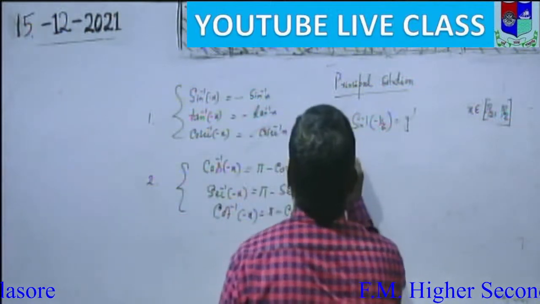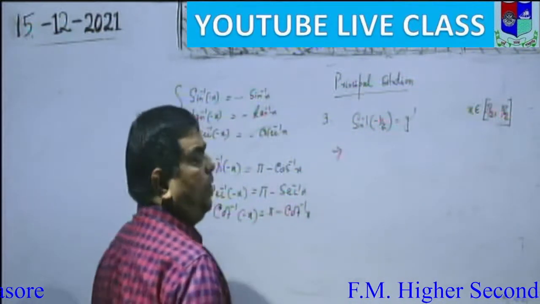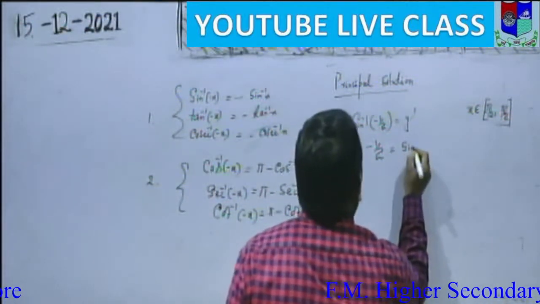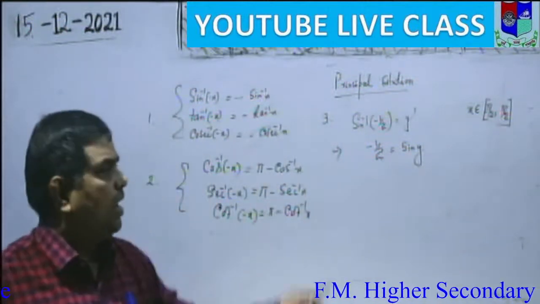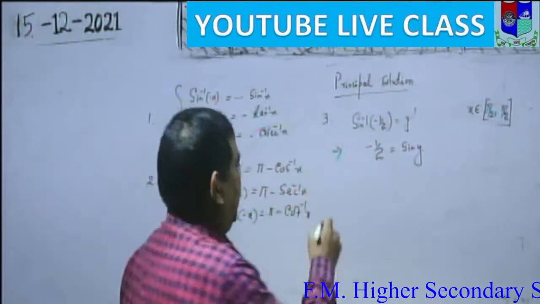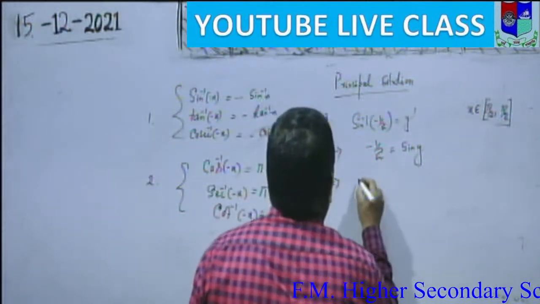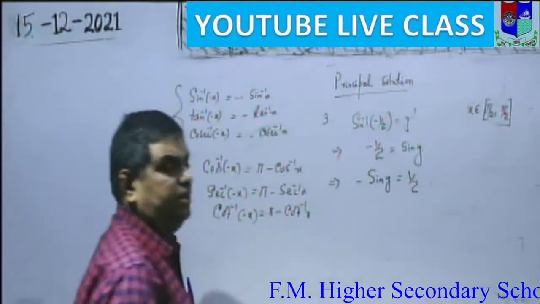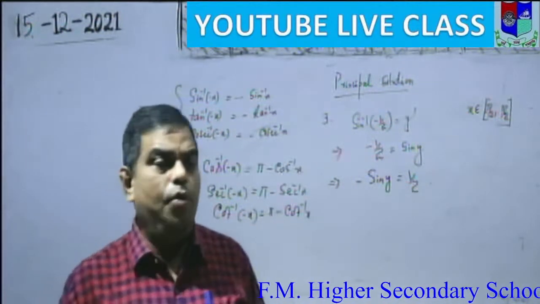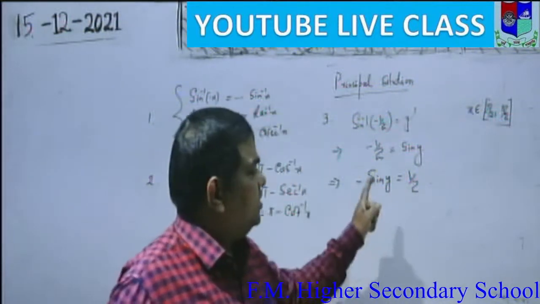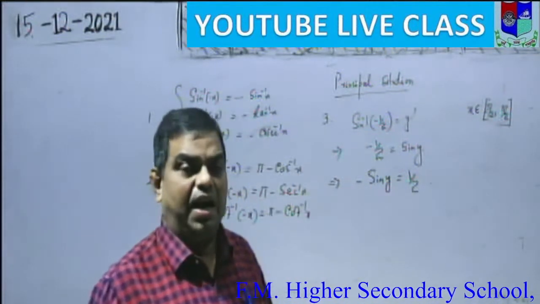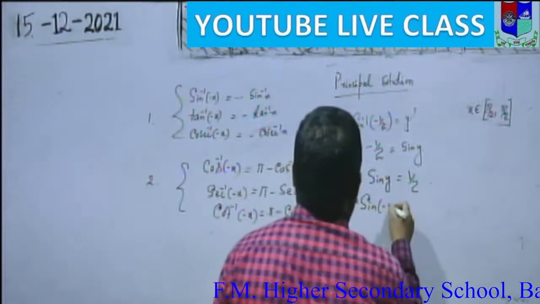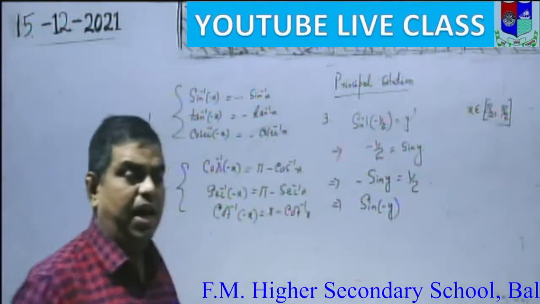Therefore, using the theory of inverse trigonometry, this is minus 1 by 2 equals sin y. Minus sin y is equal to half. Sin of 0 is 0, sin of 30 degrees is half from the table of trigonometry. Sin 30 degrees is half. Therefore sin of minus y is minus sin y.